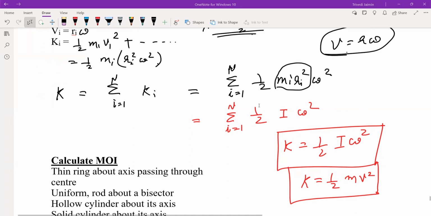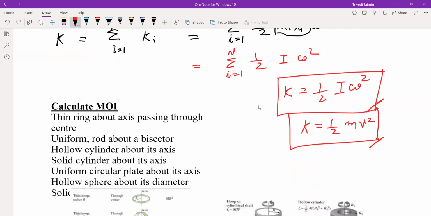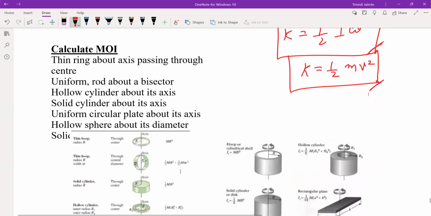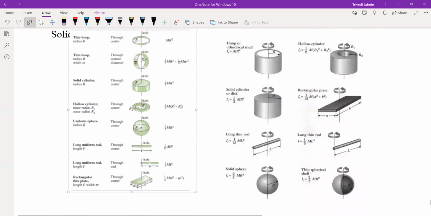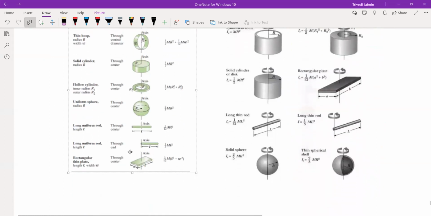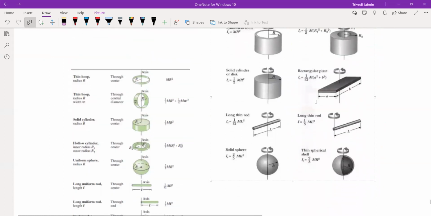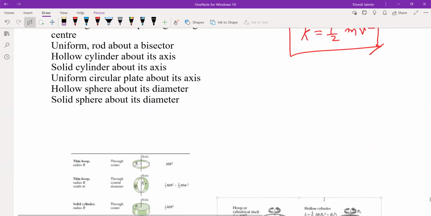Okay. So I hope you have a clear understanding of translation and rotational. There are some standard moments of inertia, which I have shown you in a photograph. I'll share this as a PDF later.